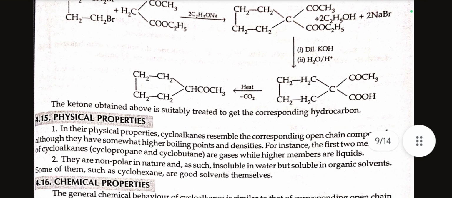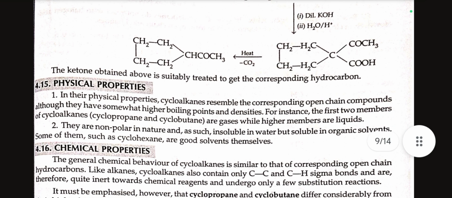Physical properties. In their physical properties, cycloalkanes resemble the corresponding open chain compounds, although they have somewhat higher boiling points and densities. For instance, the first two members of cycloalkanes are gases while higher members are liquids. They are nonpolar in nature and as such insoluble in water but soluble in organic solvents. Some of them, such as cyclohexane, are good solvents themselves.